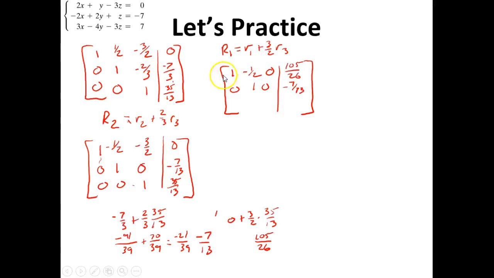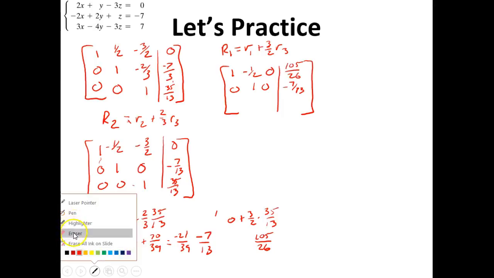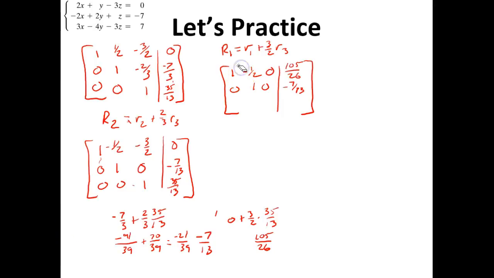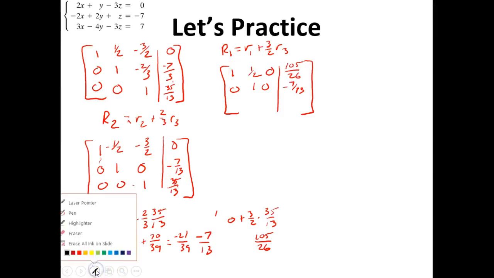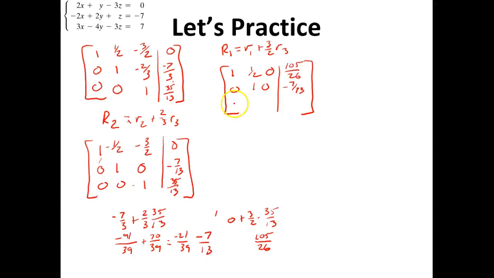Here I'm seeing another mistake already. So I had this extra little scratch that I thought was a minus, but it's not. So I better make sure I get rid of that so I don't mix myself up even more. And the last row, 0, 0, 1, 35 over 13. Then I want to get rid of this, so I want this 1/2 to be 0. So I'm going to take row 1 and replace it with row 1 minus 1/2 row 2, because if I subtract half of this, I'll get a 0 there.